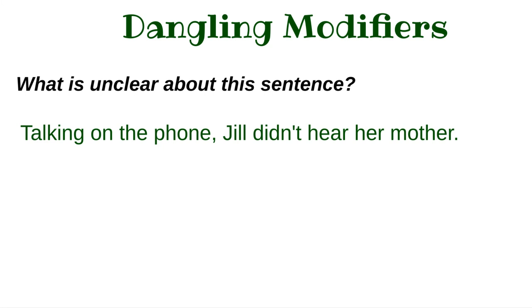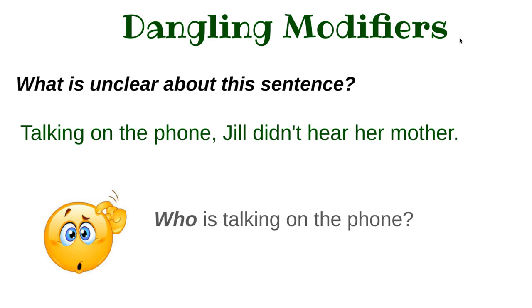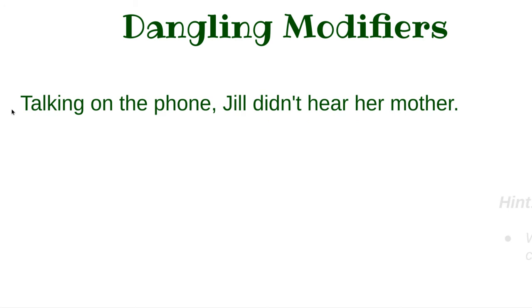So, what is unclear about this sentence? Talking on the phone, Jill didn't hear her mother. Well, who exactly is talking on the phone here? Are Jill and her mother having a conversation with each other on the phone? Is Jill talking on her phone so she doesn't hear her mother calling? The dangling part is talking on the phone. So we need to fix that.